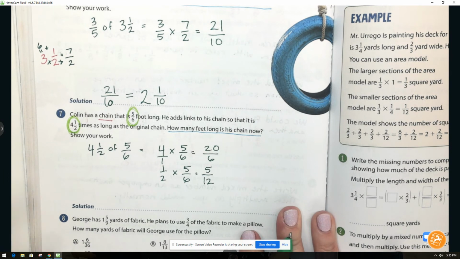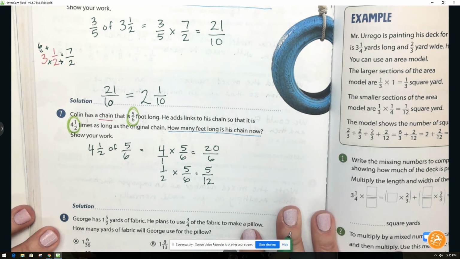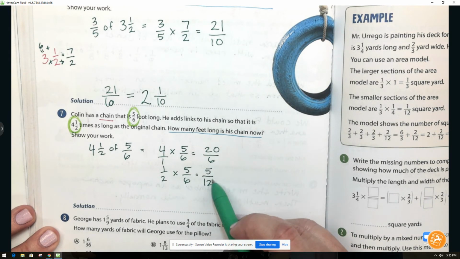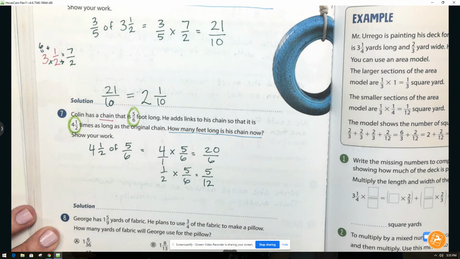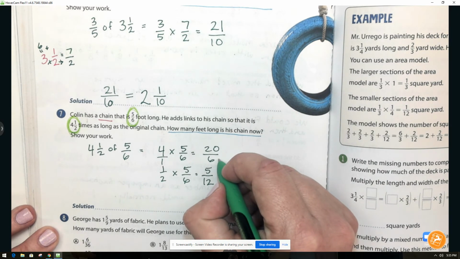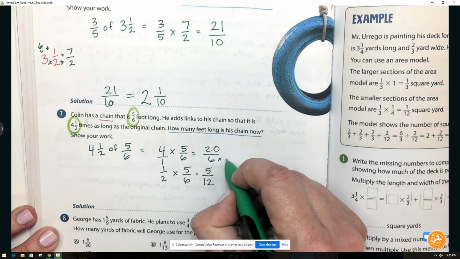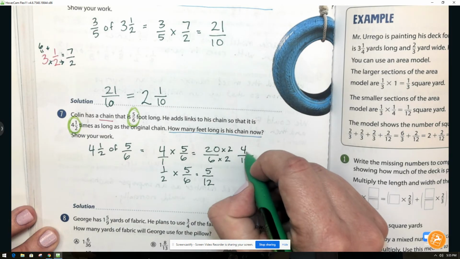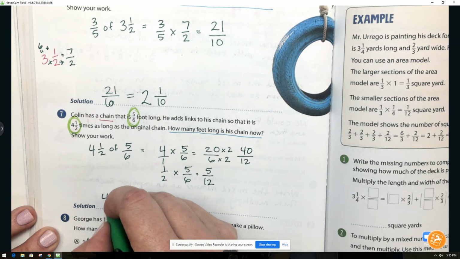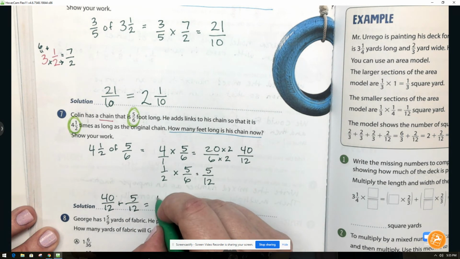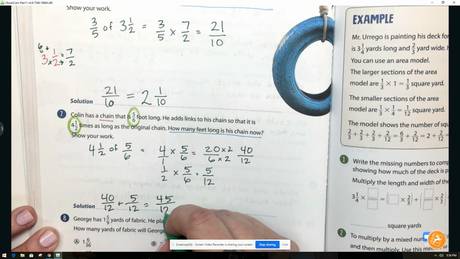Now, this method is not working out to be quite as nice as I would have wanted it to be, because in order to add these two products together, I'm going to have to make them equivalent. I'm going to have a common denominator. So I happen to know that 6 goes evenly into 12. So I'm going to have to multiply this 6 times 2 to make it a 12. And I'm going to have to multiply this 20 times 2 to make it 40, so that I can add 40 twelfths plus 5 twelfths, which equals 45 twelfths.